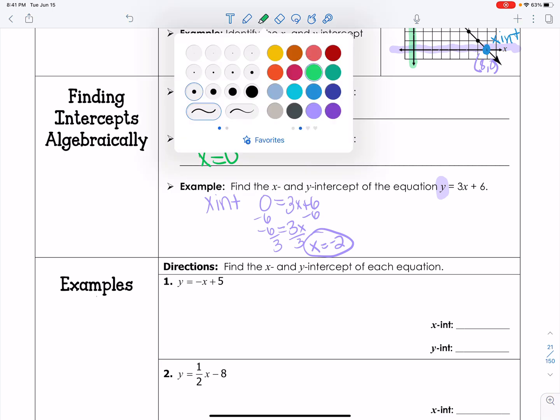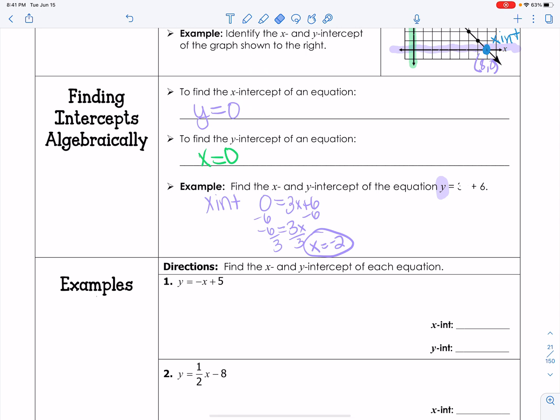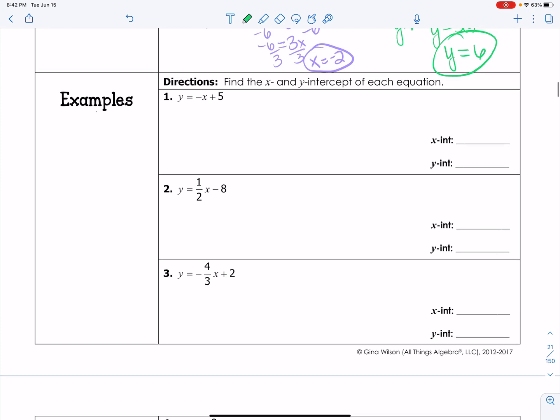And now I'm going to put in 0 for the x to find the y-intercept. So y equals 3 times 0 plus 6. Well, 3 times 0 is 0, so the y-intercept is 6. So you're always just putting in 0 for your x and 0 for your y, and you're finding your x and y-intercepts. So let's take a look at example 1.